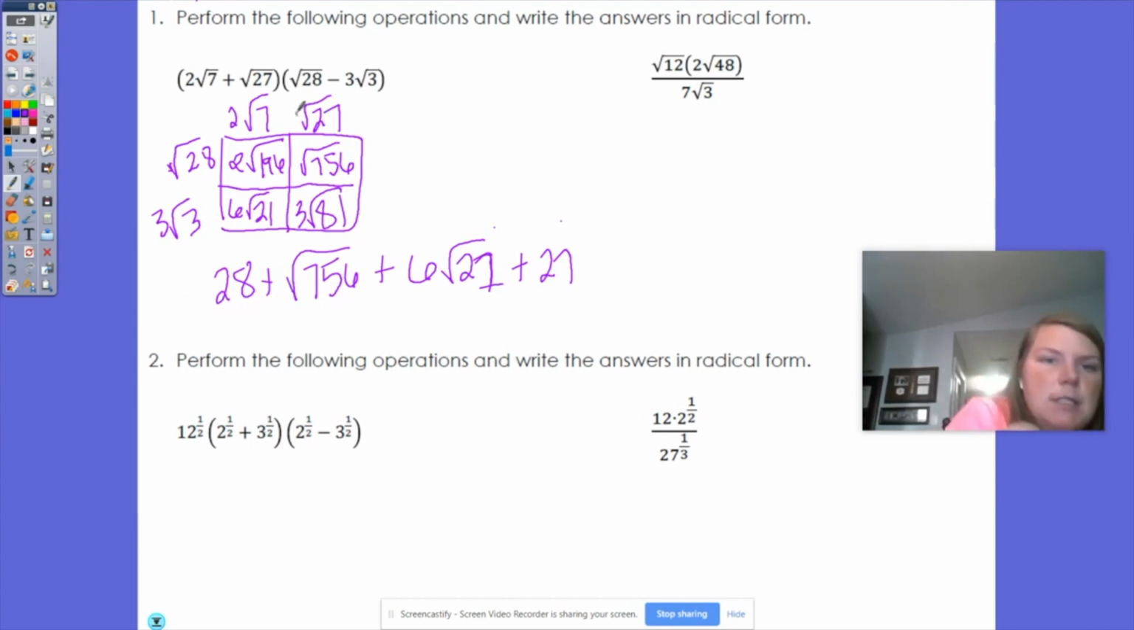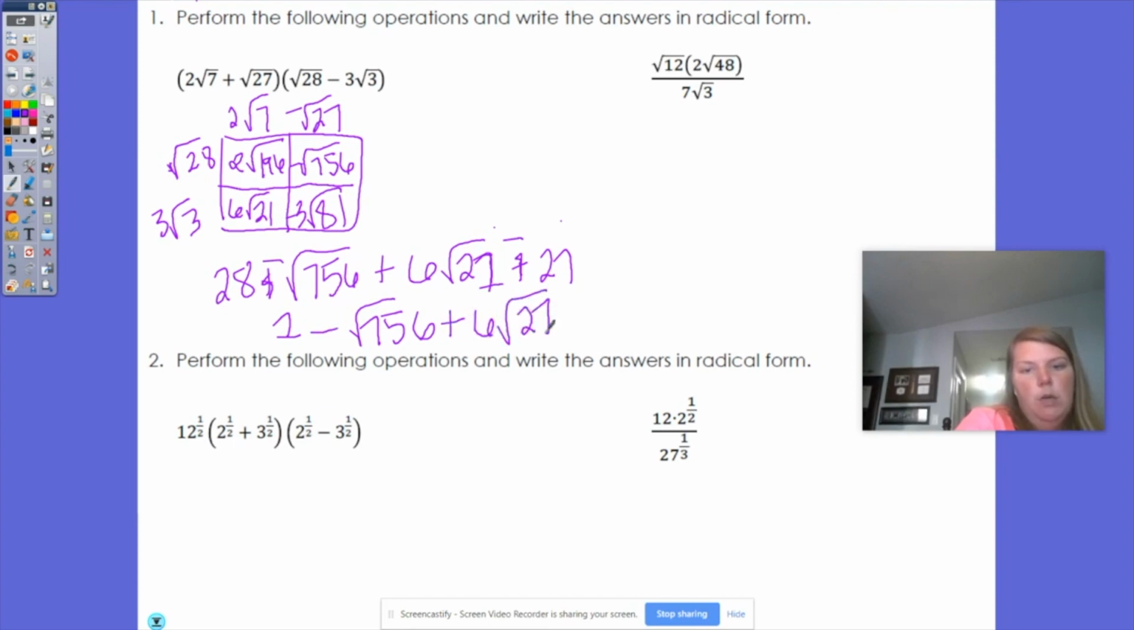I apologize. This is minus here. Minus, minus, minus. So this should be a minus sign. And then this should be a minus sign. So 28 minus 27 is just 1. And then we have the square root of 756 plus 6 times the square root of 21.